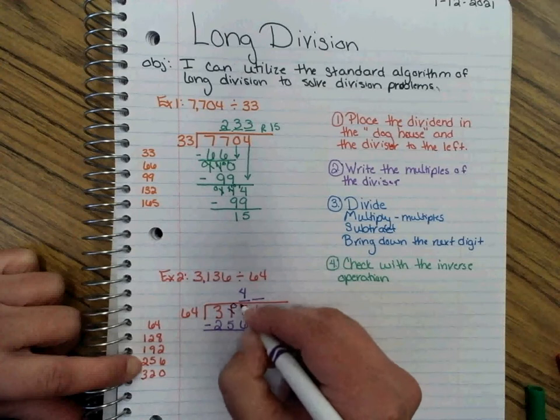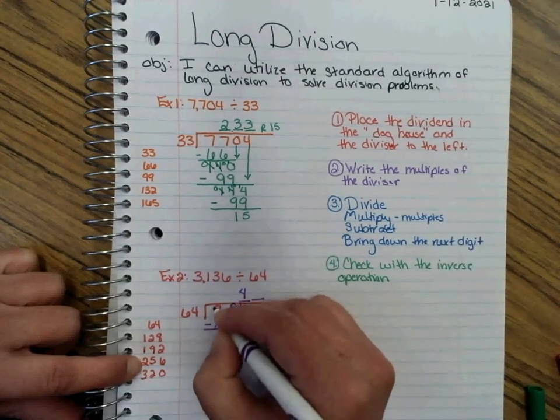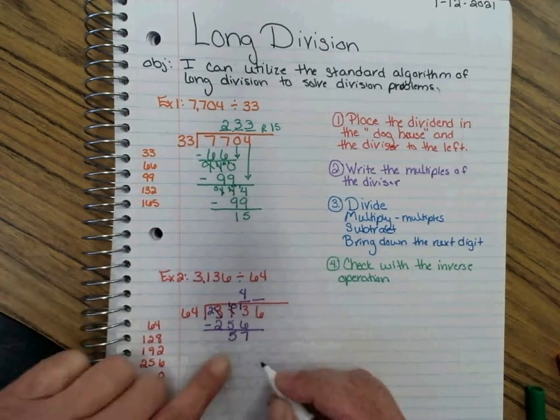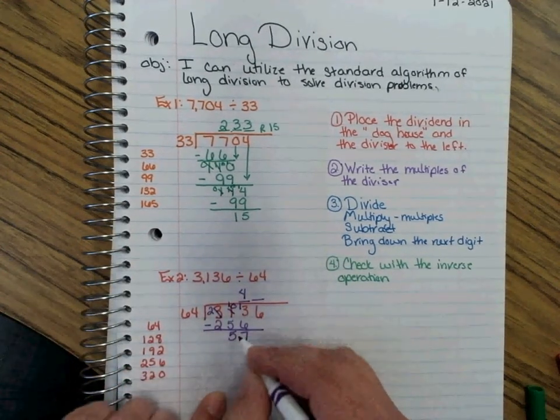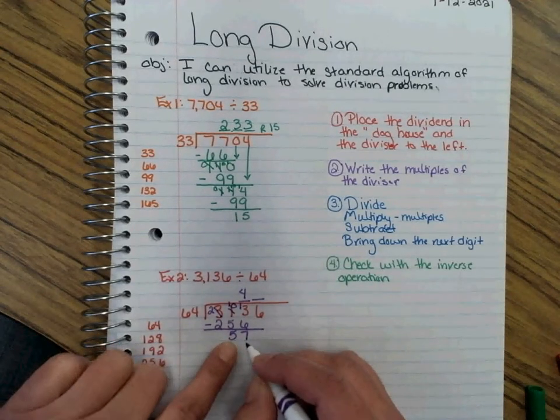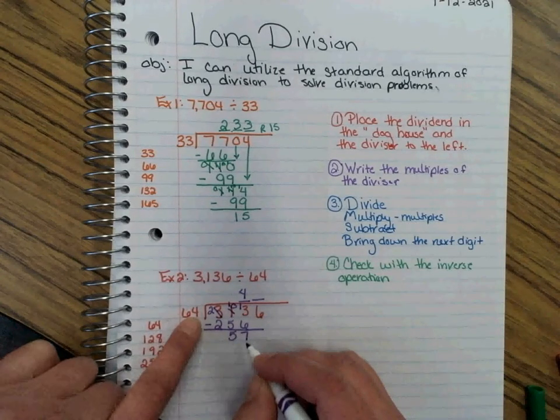So I've got to come over here and I've got to borrow from the 1. It becomes a 0. This becomes 13. Gives me a 7. I can't take 5 away from 0. I've got to borrow here. Becomes a 2. That becomes a 10. So I've got 57.